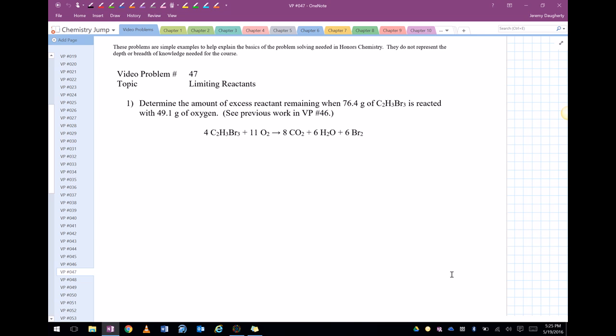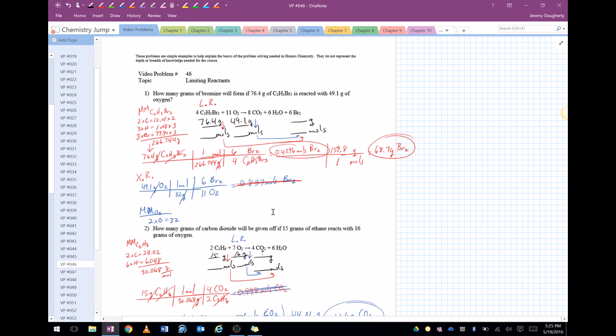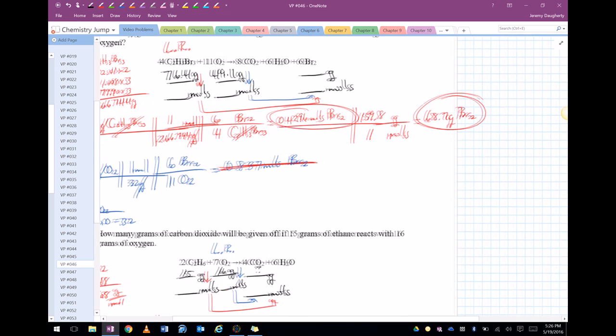So it says determine the amount of excess reactant remaining when 76.4 grams of C2H3Br3 is reacted with 49.1 grams of oxygen. And then it says see previous work in video problem number 46. So let's look back at video problem number 46 real quick. So it's this upper one right here. So we had all this work.